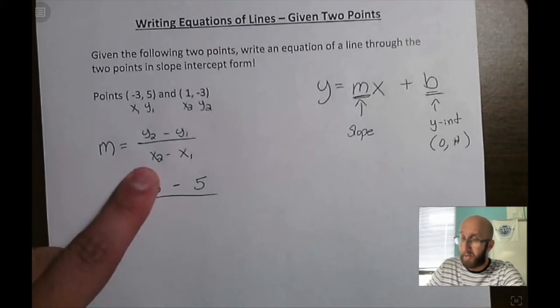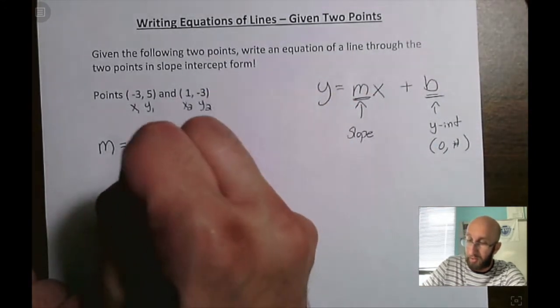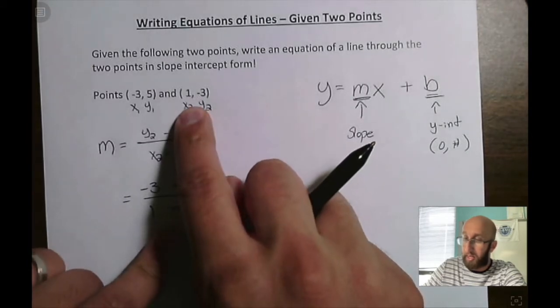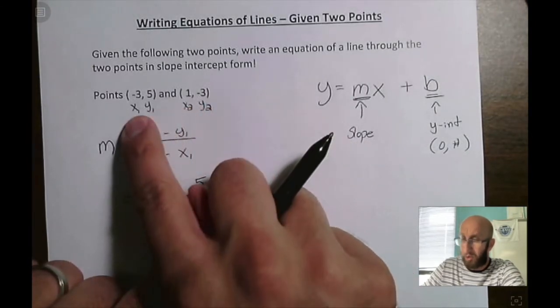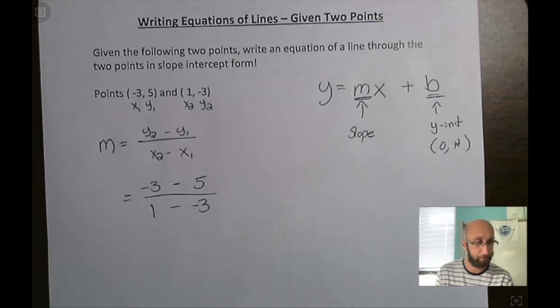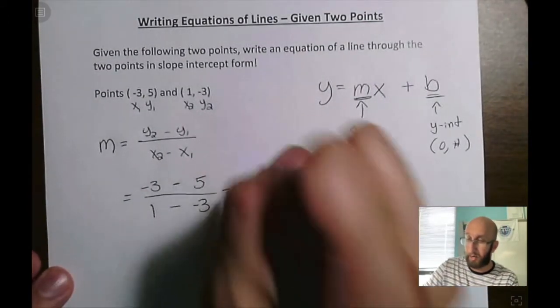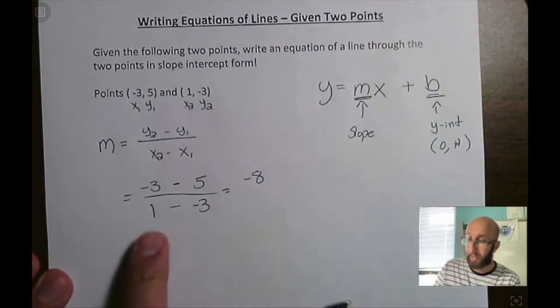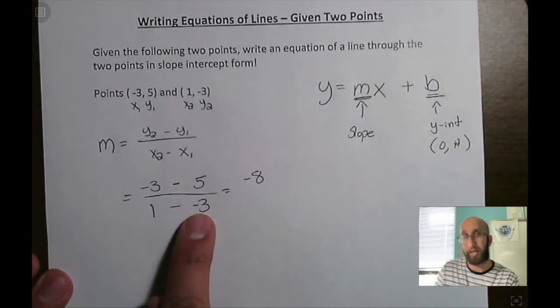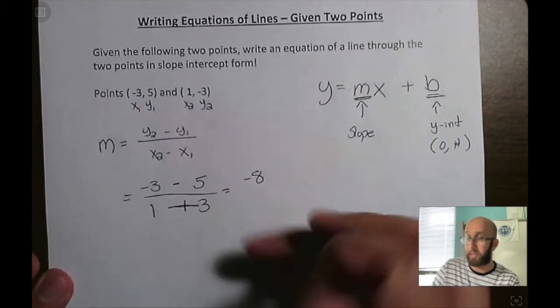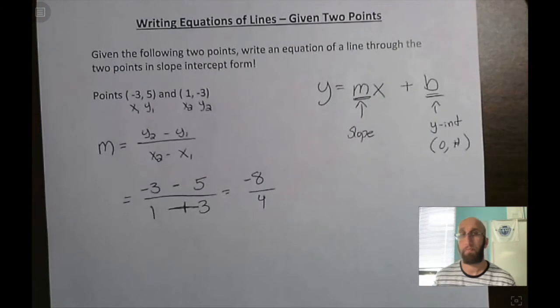To the bottom, need x2. x2 is 1. Need a subtraction sign. Need x1, which is -3, so put another negative and a 3. Putting this all together and calculating on top, -3 minus 5 is -8. On the bottom, we end up with a subtraction and a negative. Remember, 2 negatives make a positive, so we're talking 1 plus 3, which is 4.